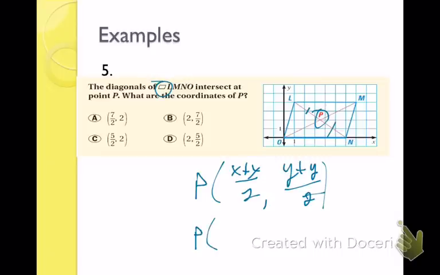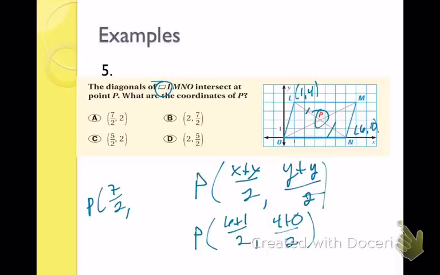Now, we have to have some points here. The coordinates for L are (1, 4). The coordinates for N are (6, 0). So now we can add the x's: (6 plus 1) divided by 2, and (4 plus 0) divided by 2. 6 plus 1 is 7, over 2. 4 plus 0 is 4, divided by 2 is 2, and so we get to answer A.